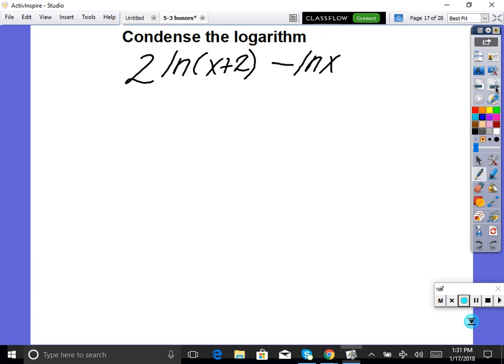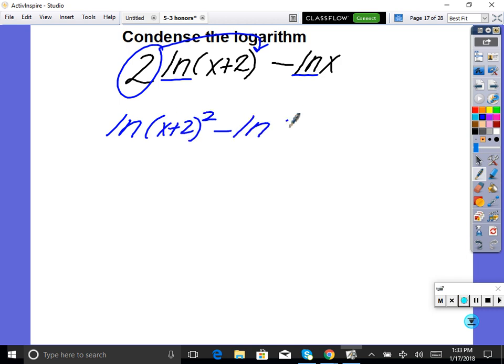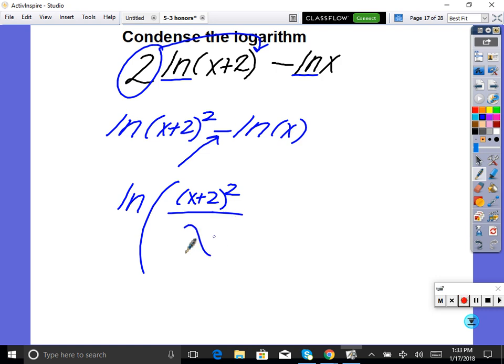Okay, awesome. Condense the logarithm. Go for it. So we have two separated ln's, so we can put them together using properties of logs as one ln. I would fix the exponents. So we would have ln of x plus 2 squared minus ln of x. When you subtract, divide. So we have ln of x plus 2 squared, and then the subtract would throw that on bottom.